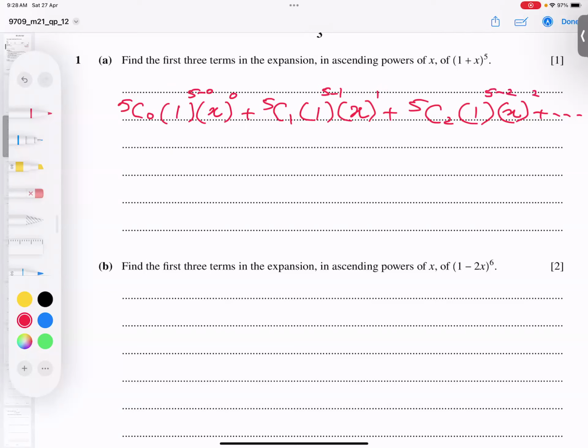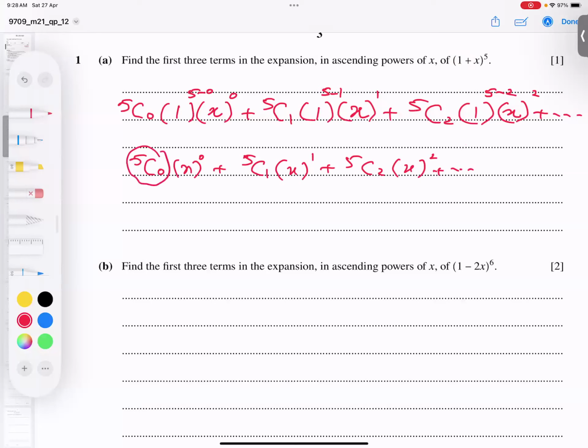And 1 to power 5 is 1, 1 to power 4 is 1, 1 to power 3 is 1. Whenever 1 is involved, you can skip this term. You can avoid this term. No need to waste your time. I mean to say you can write 5C0 x to power 0, 5C1 x to power 1, 5C2 x to power 2, in the situation whenever 1 is involved, not minus 1, 1.